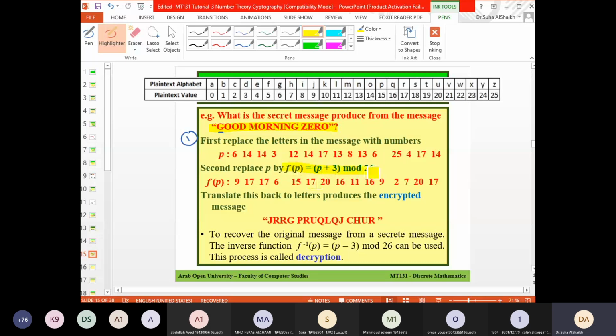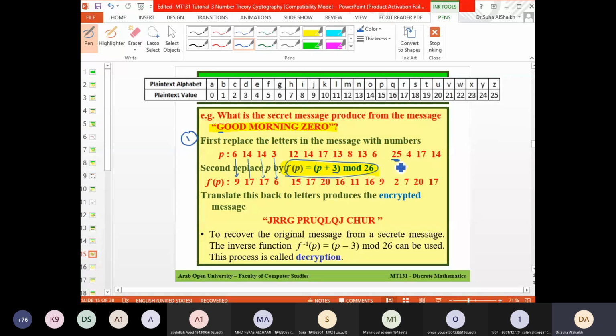Then we apply the function. The function is f of p is equal to p plus 3 mod 26. Meaning for every p, I will add 3. Be careful. 6 plus 3 is what? 9. 14 plus 3 is what? 17. 14 plus 3, 17. 3 plus 3, 6. Now, the function is plus 3 and they give it to you in the question, depending on the question of course. In some questions it could be 4, in some questions it could be a different function. Now this function, plus 3, is what we call Caesar encryption.